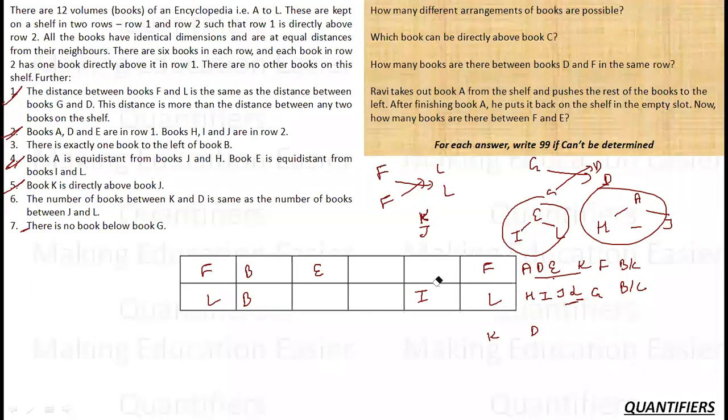Then I'm making this vacant. Okay, L and F. I'll make this vacant. And I know the other diagonal will be occupied by G and D, in any order. And H, J are to be placed. See, now I'm not left with any place for A, H, J. So my assumption that L is here is a wrong assumption. So let us try the other way around now.